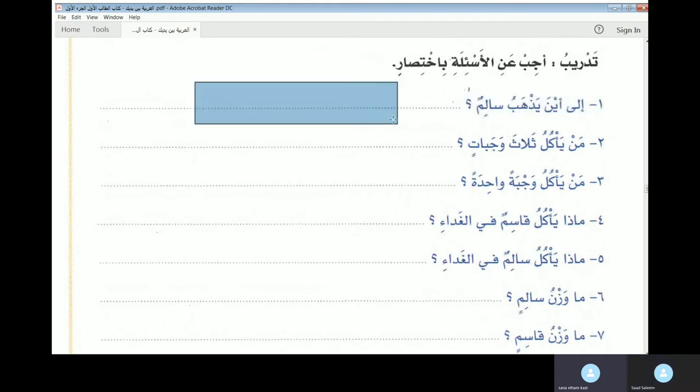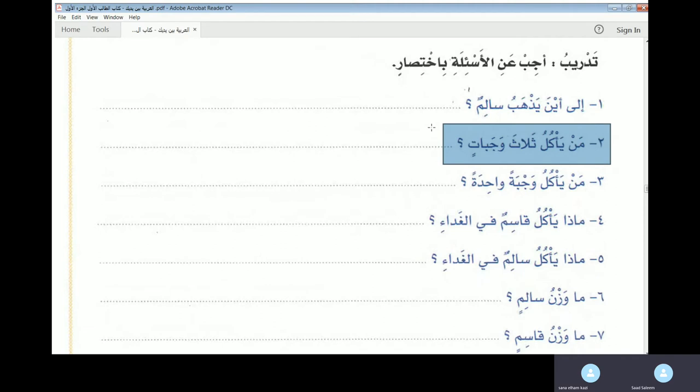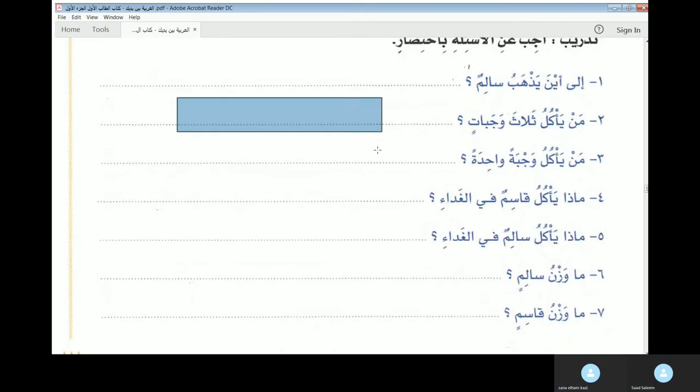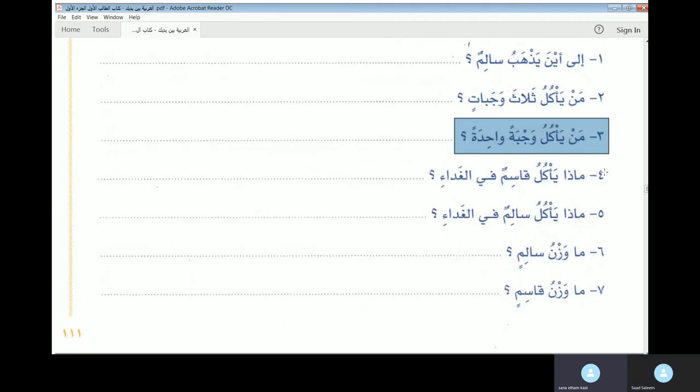Ila al-mat'am. Yathhabu ila al-mat'am. Okay. He is going to the restaurant. Man ya'kulu thalatha wajabat? Who eats three meals? Salim, right? Okay. Salimun ya'kulu thalatha wajabatin. Salim eats three meals. Man ya'kulu wajabatan wahidatan?